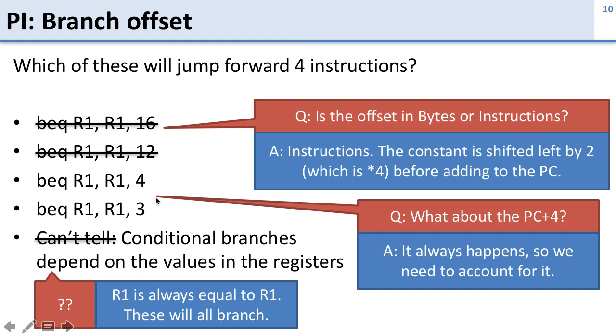So we need to account for it, which means that if we want to go 4 ahead, we always do PC plus 4. So this always adds on 1 more instruction. So we need to add on 3 more instructions if we want to go forwards 4 instructions. So this is the instruction that will move forwards 4 instructions on the branch.